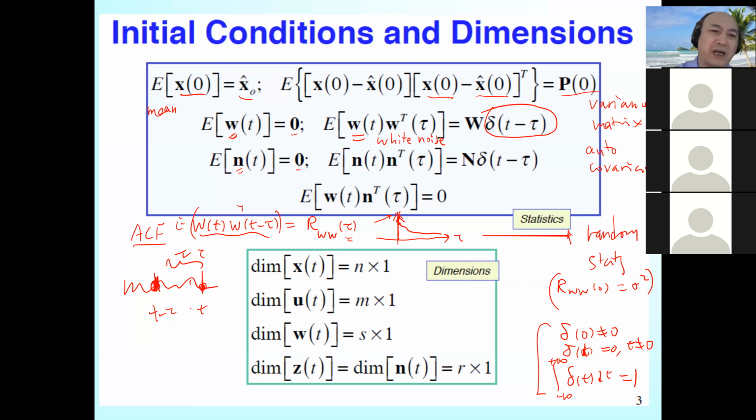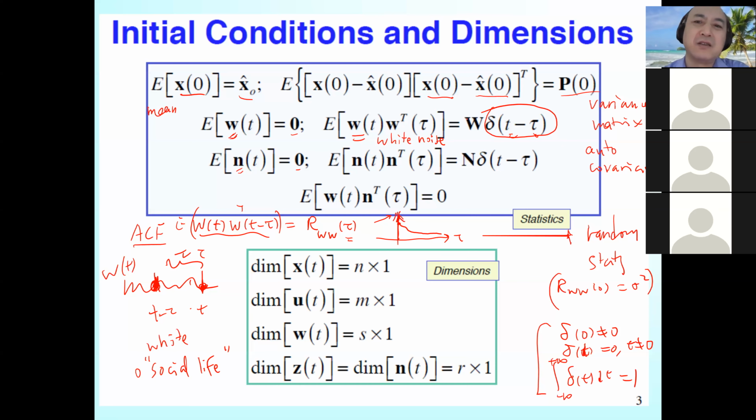The reason we call it white: this is W of t, a random process. For any given t, it has nothing to do with its neighbors. It's a zero social life. So that's white noise, because neighbor points have nothing to do with it. It's self-centered only. Make sense? t has to be equal to tau to be meaningful.